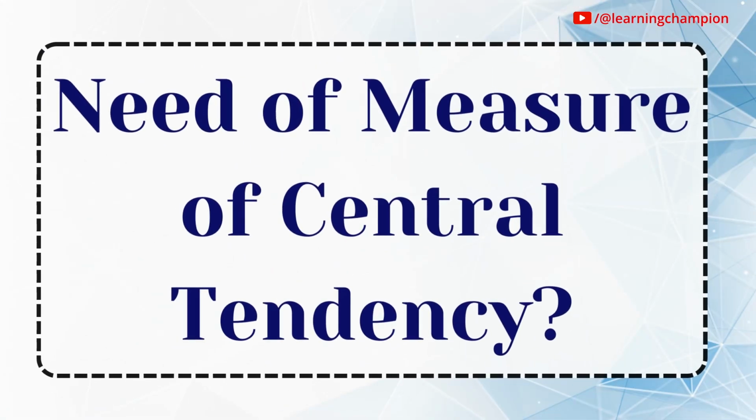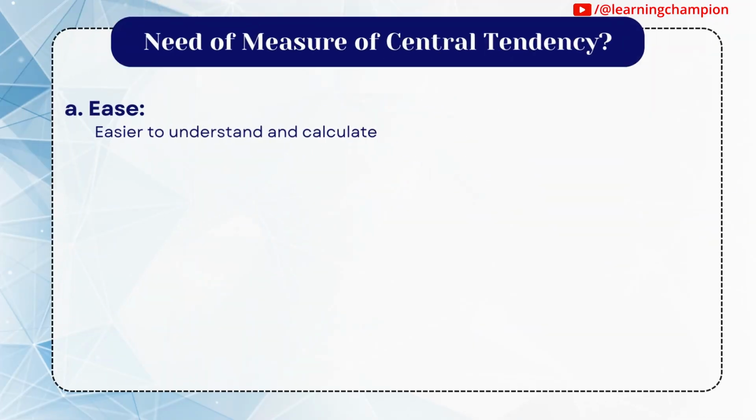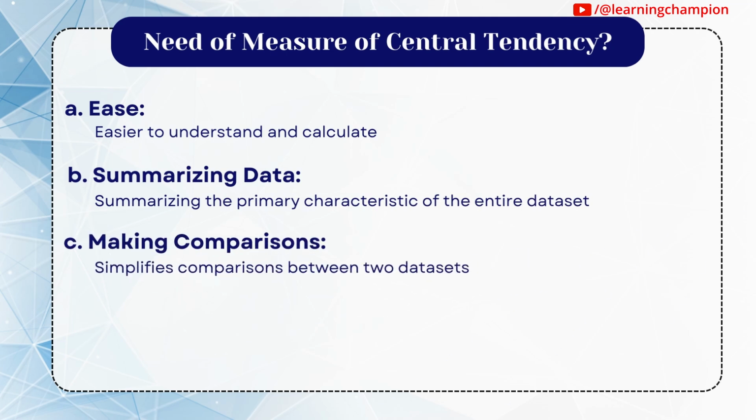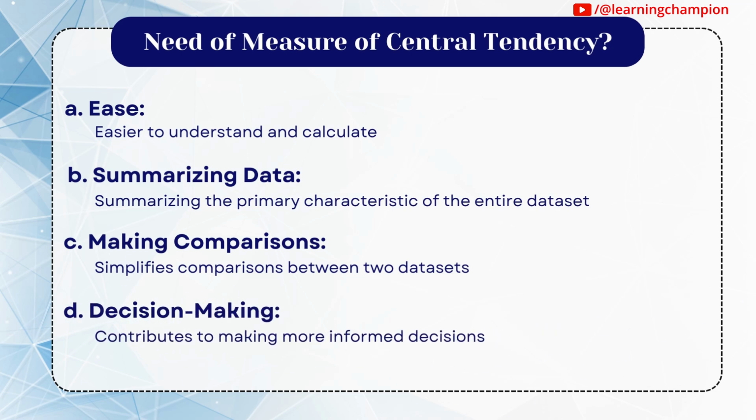Let's move on to our next topic, which is why do you need to know about measures of central tendency? Now you might be wondering why choose a single value to represent the entire dataset when we have access to the complete data. This is because a single value is easier to understand and calculate. It helps in summarizing the primary characteristic of the entire data. It simplifies comparisons between two datasets. It contributes to making more informed decisions.